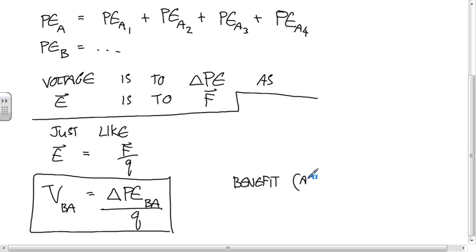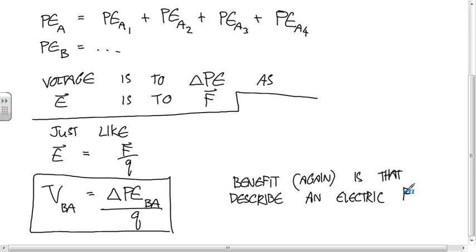So the benefit, again, is that you can describe an electric field without knowing what the test charge will be.